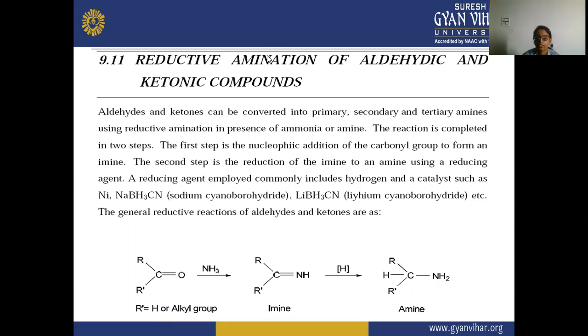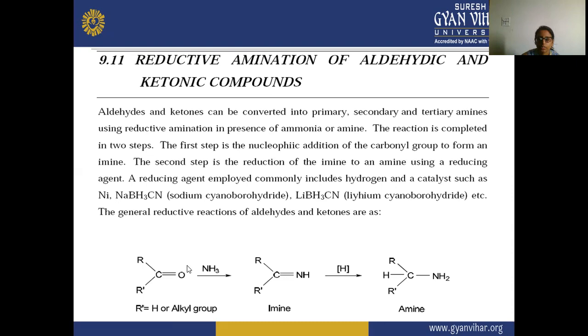So here you can see in the reaction, when ammonia is added to the carbonyl compound, there is a formation of imine. And after that, in the second step, there is a reduction of this imine to an amine using a catalyst and a reducing agent. The reducing agents commonly employed are hydrogen with a catalyst, sodium cyanoborohydride, or lithium cyanoborohydride, etc.